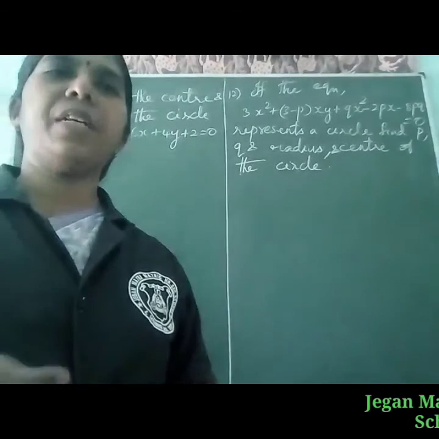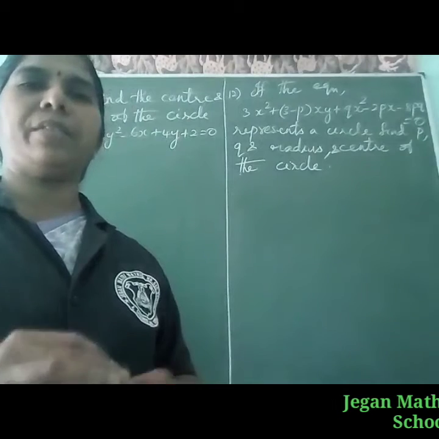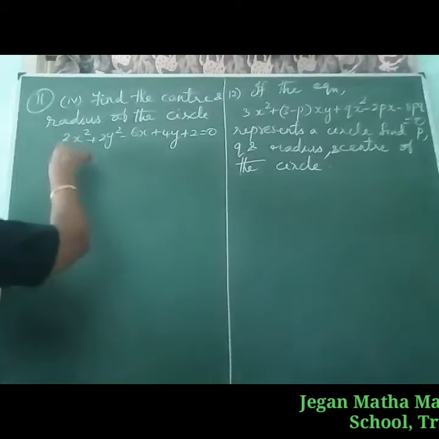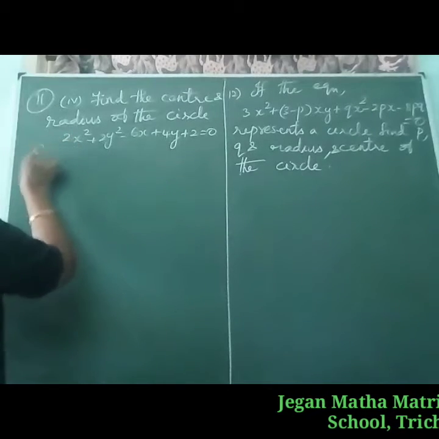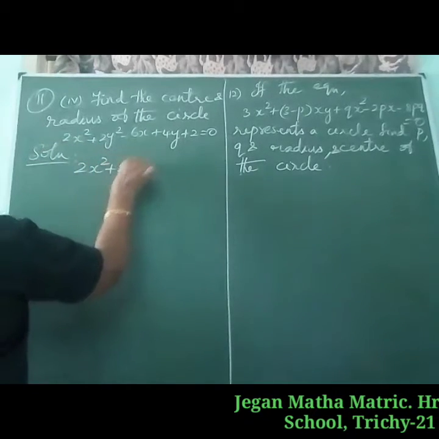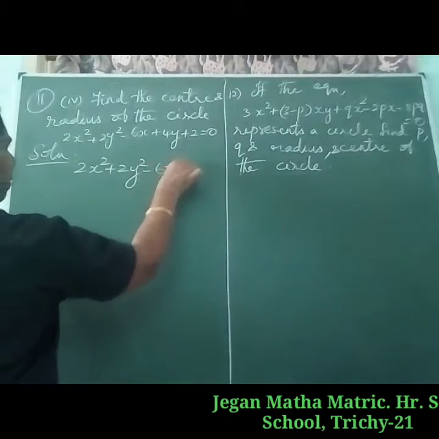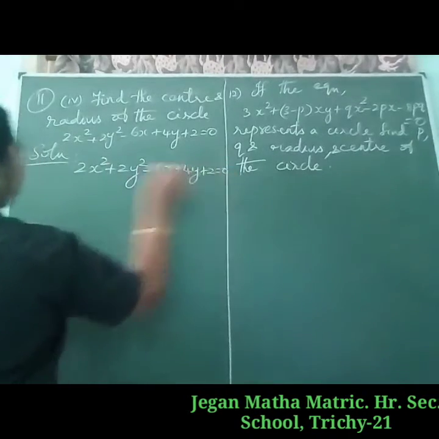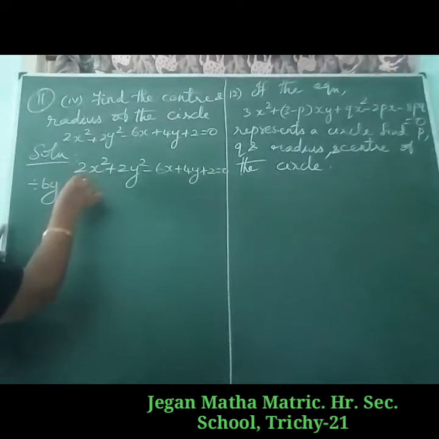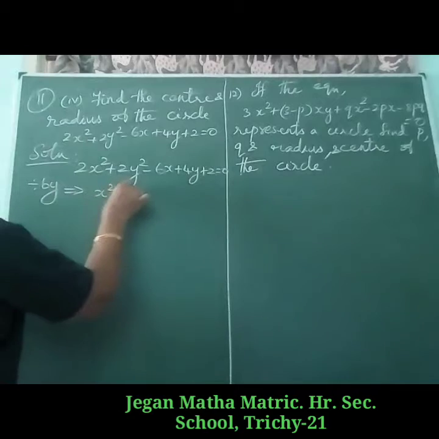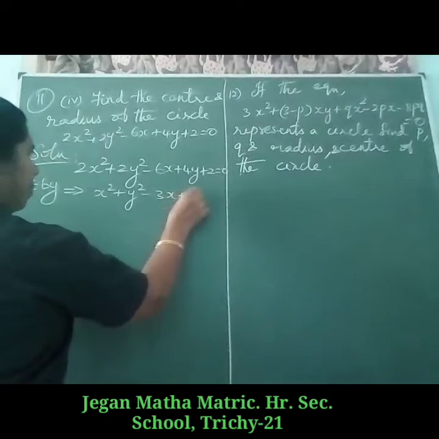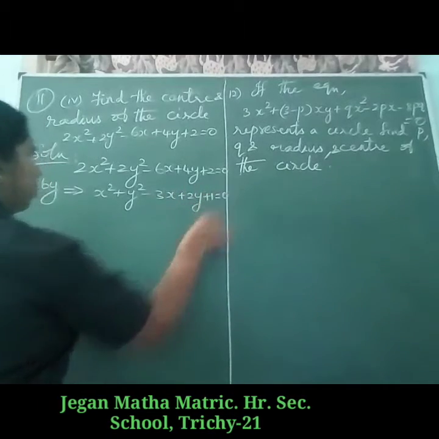The general equation of circle means always you have to start only with x square. There will not be any coefficient of x square, it must be 1. So throughout you can divide by 2. Throughout the equation, if you divide by 2, that is 2x square plus 2y square minus 6x plus 4y plus 2 equal to 0. Divide by 2 to convert the given equation to general form. Divide by 2, x square plus y square minus 3x plus 2y plus 1 equal to 0.